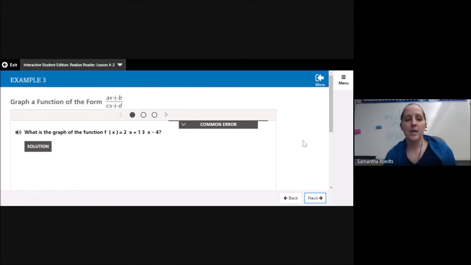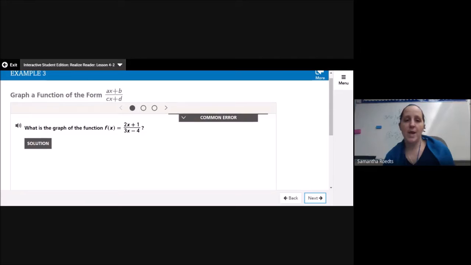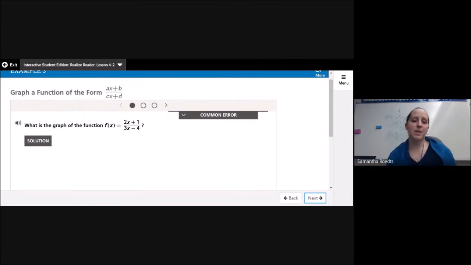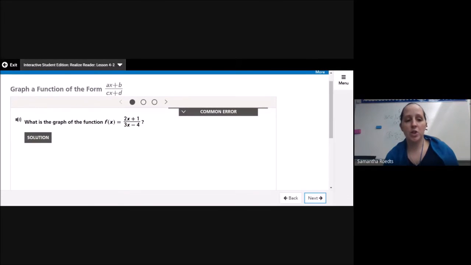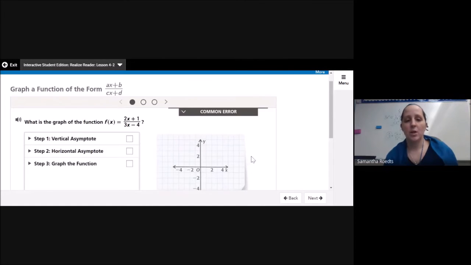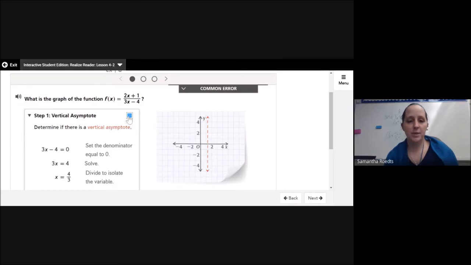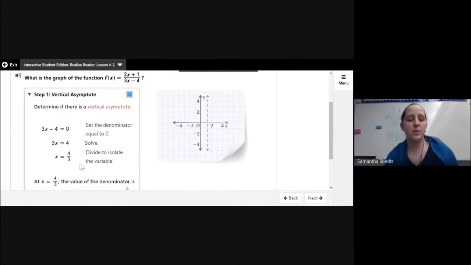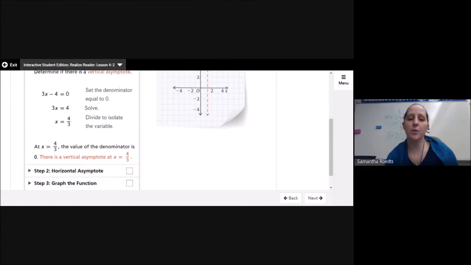All right, example 3, graph the function of the form (ax plus b) over (cx plus d). So I want to graph the function (2x plus 1) over (3x minus 4). So I do my vertical asymptotes first. So 3x minus 4 equals 0. So I have a vertical asymptote at 4/3.